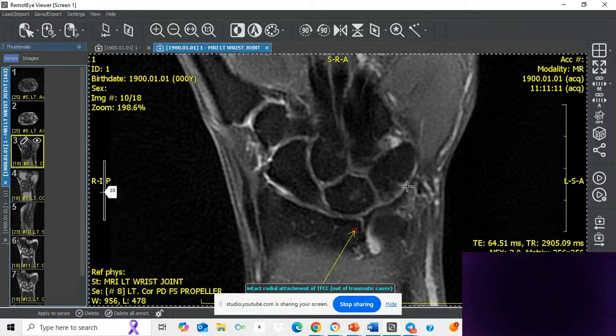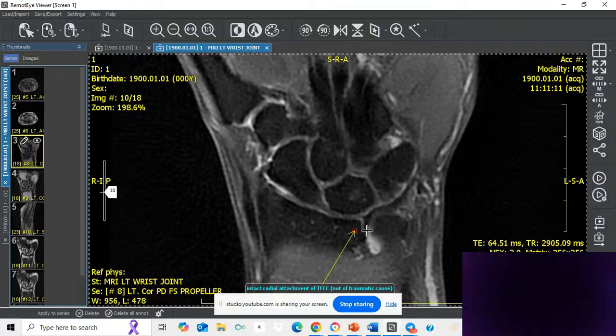So we need to check for the triangular fibrocartilage. Let's check for its radial attachment, as mentioned before. Intact radial attachment of the triangular fibrocartilage complex. This means what? This is not of traumatic cause.